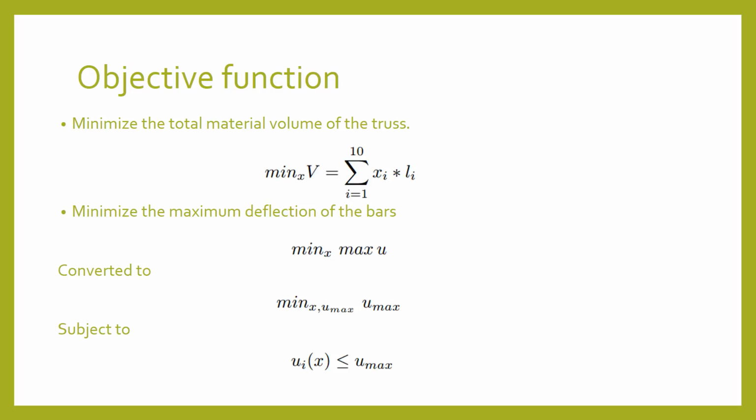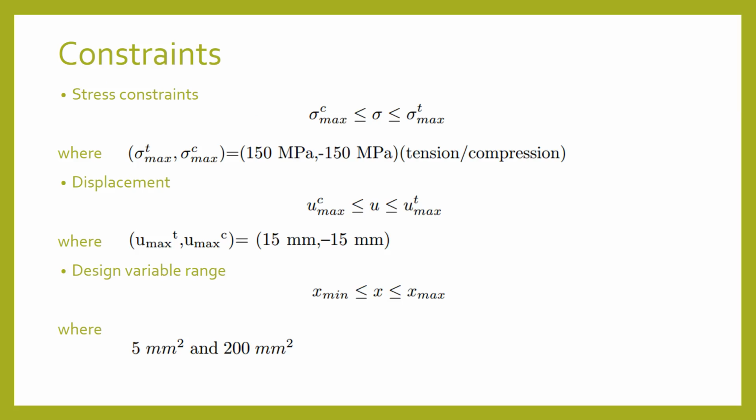There are two objective functions. The first is to minimize the total material volume of the bar, and the second is to minimize the maximum deflection of the bars. Notice, the second objective is not a continuous function, so I added 8 more constraints, one on each bar, and omitted the max function. There are 4 main constraints: stress, displacements, design variable, and buckling constraints.